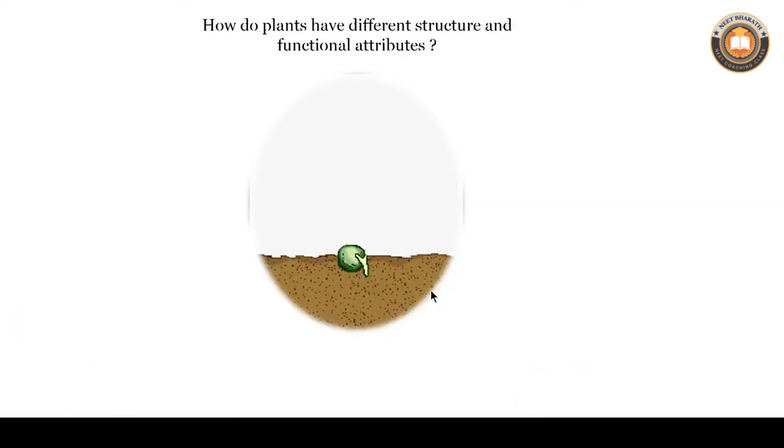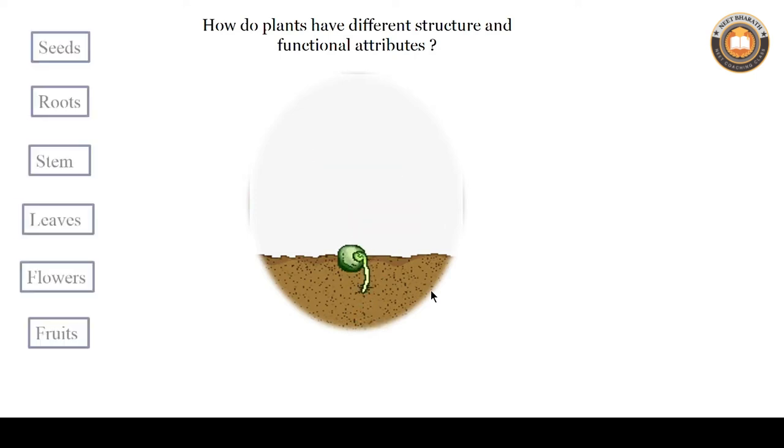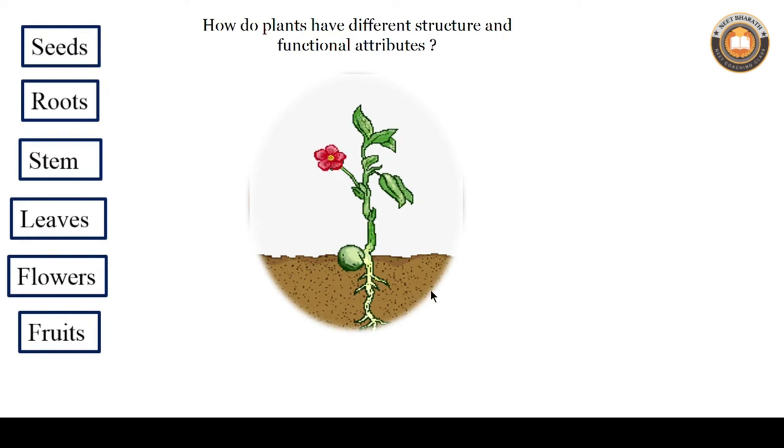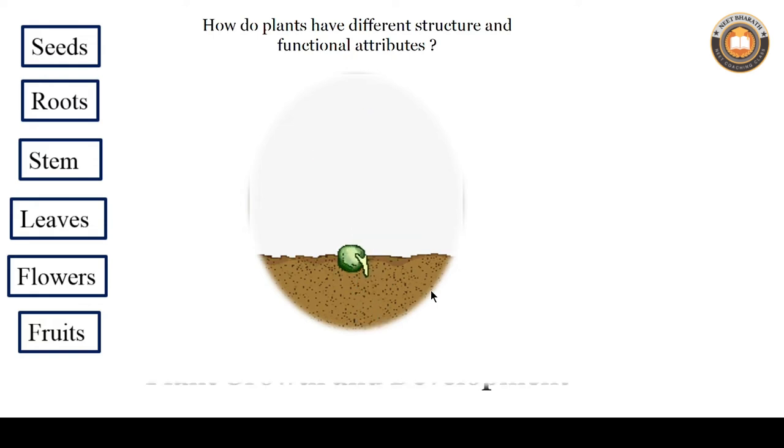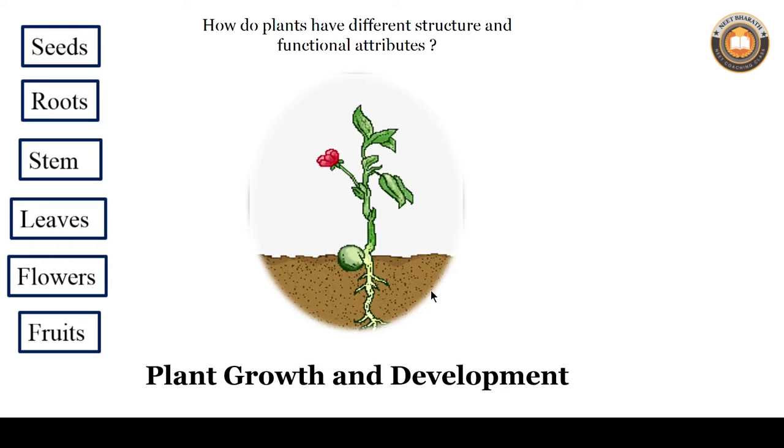So how do plants have different structure and functional attributes? You know that plants have seeds, roots, stems, leaves, flowers and fruits. All this forms a part of the plant growth cycle, in turn involving plant growth and development.